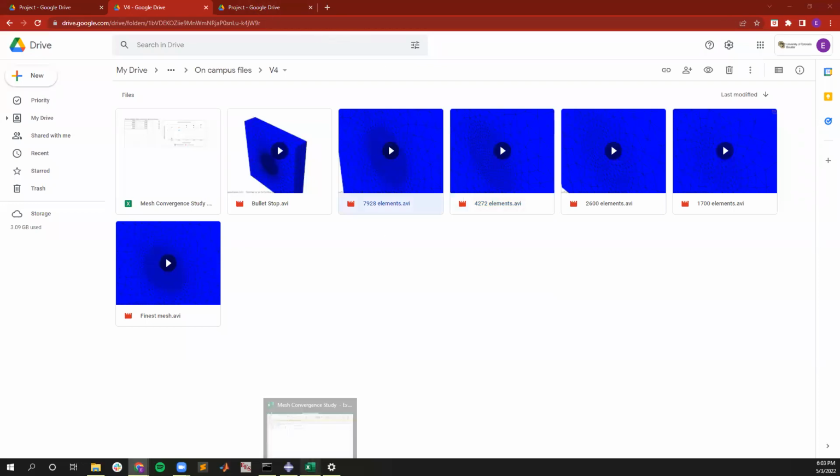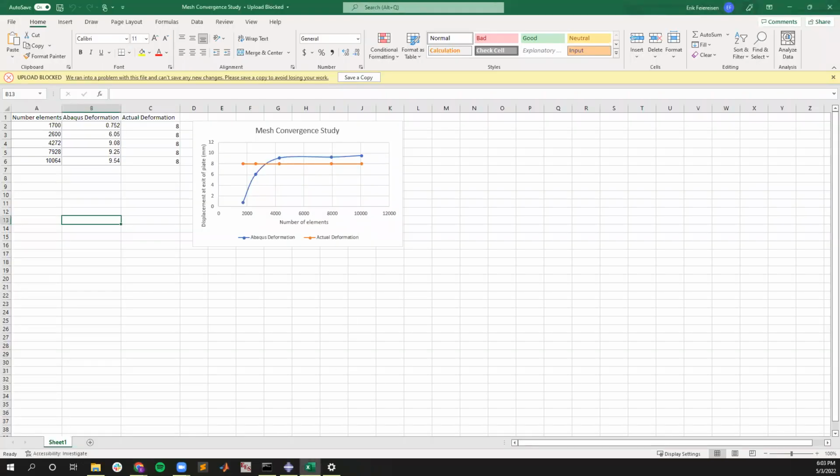In an actual mesh convergence study, here's the amount of elements versus deformation predicted by Abaqus. And this is against the actual deformation as seen in the plate, the 8 millimeters. As you can see in this mesh convergence study, anywhere above about 4,300 to 4,500 elements will nearly mimic the actual deformation found in real life. So there's not much use in going above about 4,500 elements because that will just add computational power and time.